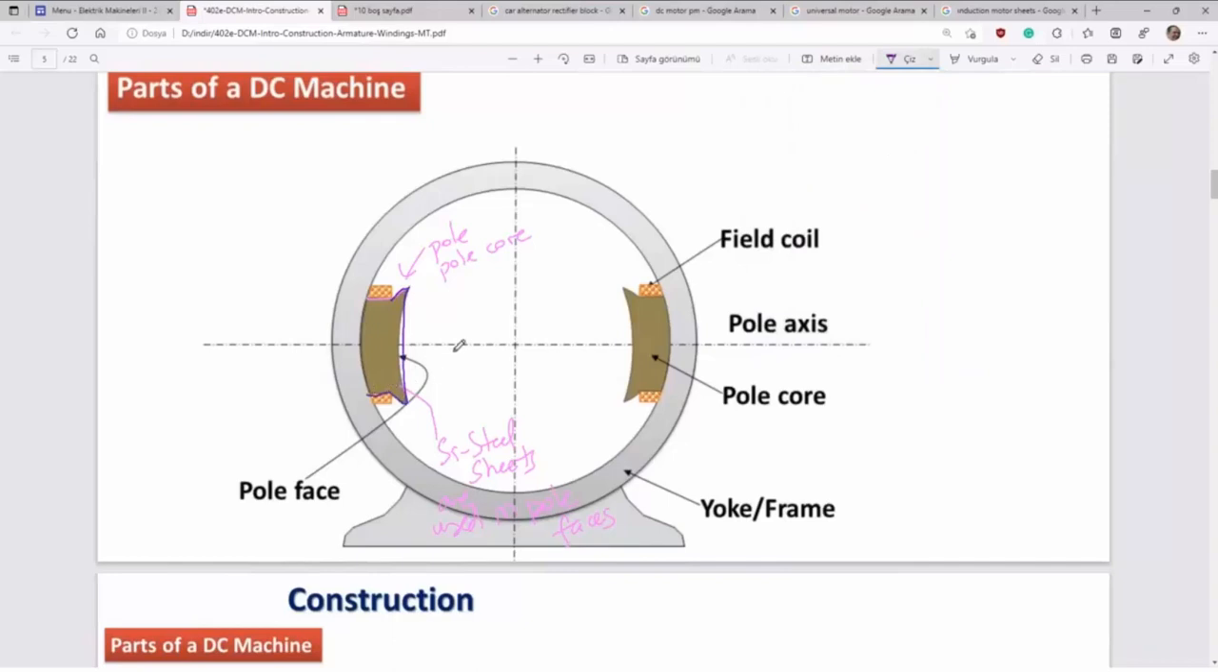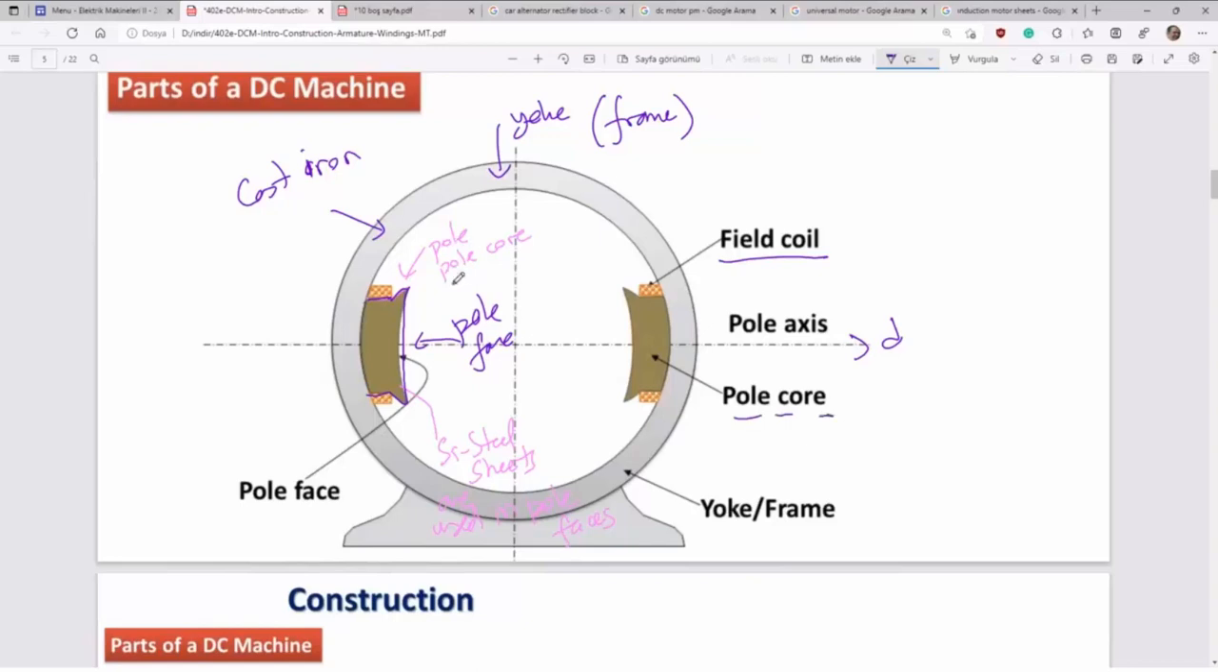Pole face. This part we know yoke or frame. Generally made of cast iron. On the pole core, you see field coil. Field coil or field winding. That is the pole axis. Sometimes we say D-axis. Here you see pole core.